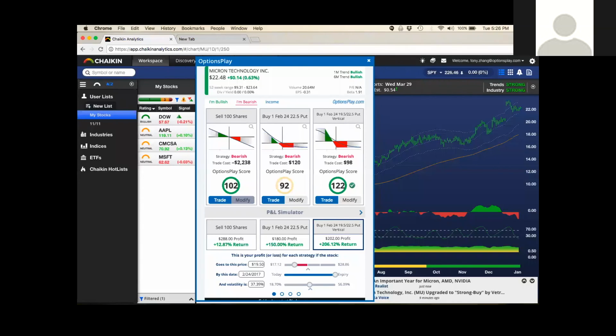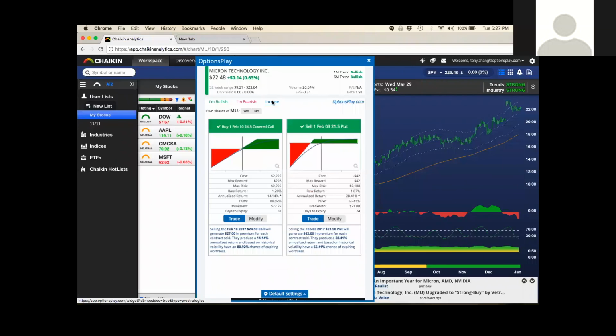But more importantly, if let's say Micron doesn't go lower and stays exactly where it is, you actually will end up losing less money for this trade than you do with this one, because your loss for buying an option is limited to what you've paid for it. So that's really why this strategy here on the right gives you the higher options play score, because whether you're right, you're going to get a higher return, or if you're wrong, you're going to actually lose less money. So that goes a little bit more in depth, telling you how the options play score is derived.